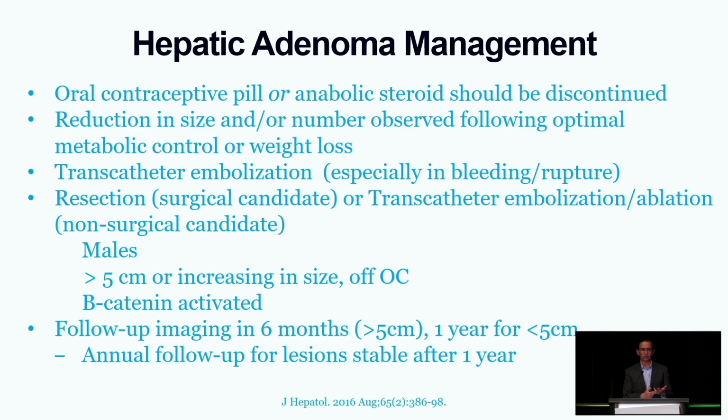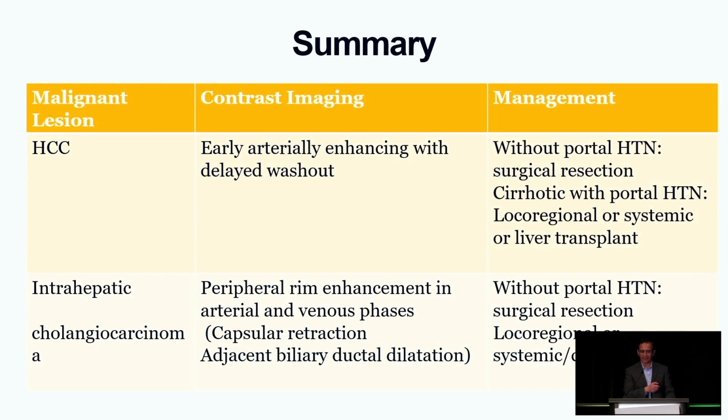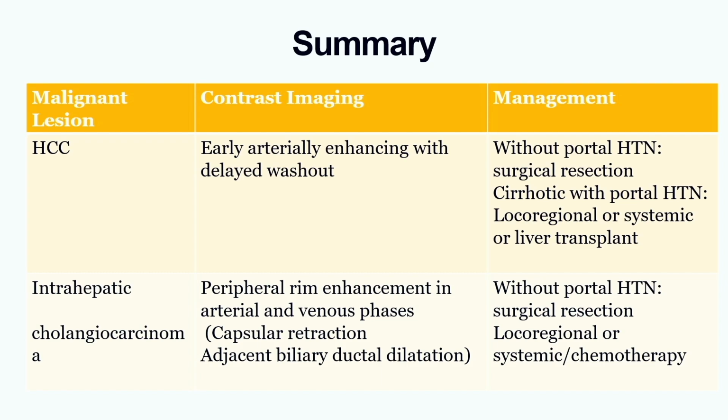And if you know how to look at the histological correlates of beta-catenin activation, then these are really high risk, and I tend to be aggressive up front, as opposed to waiting and seeing. Okay? So we're almost at the end. I would like to summarize. So the hepatocellular carcinoma: early arterial enhancing with delayed washout. Treatment, another talk for another day.